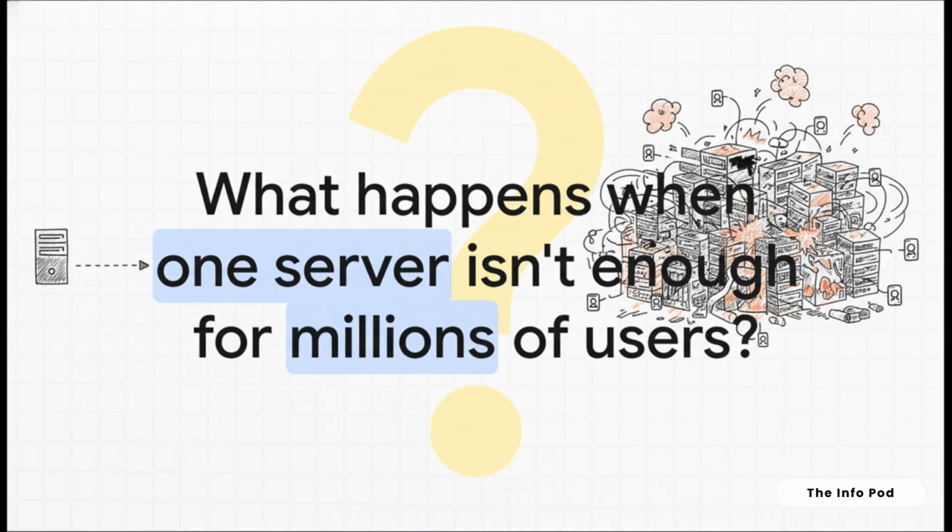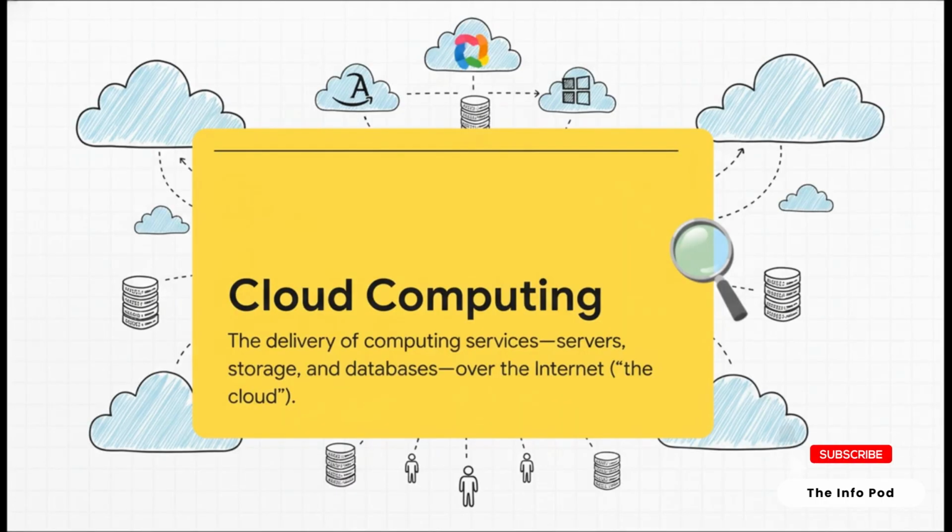And that leads us to the million-dollar question. A single server is fine for a few hundred users, maybe a few thousand. But what happens when your app goes viral? When millions of people are all hitting it at the exact same time? That one server would just melt. You need something much, much bigger. And the answer, my friends, is cloud computing.